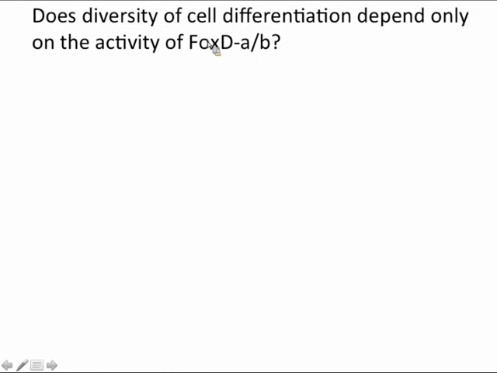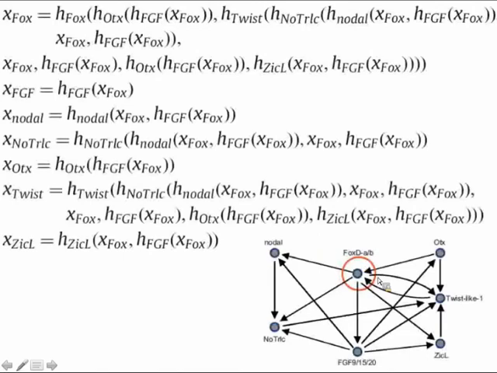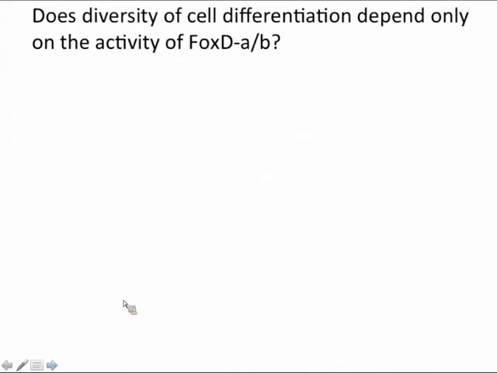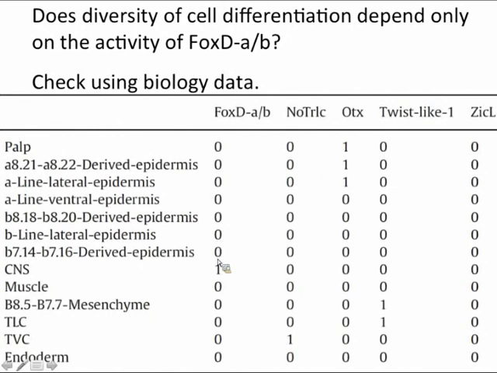Well, does our cell differentiation depend only on FOXD? According to our results, it does. So according to these results, we only need to know FOXD, and then we can get everything else in terms of our FOX gene. But biologically, is this actually true? Mathematically, it's true, but it'd be nice when you're doing math biology if mathematically true implies biologically true. So we can check using biology data.